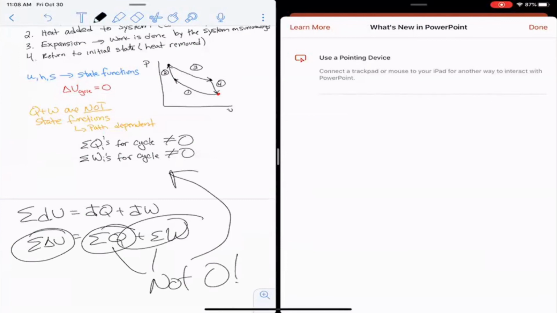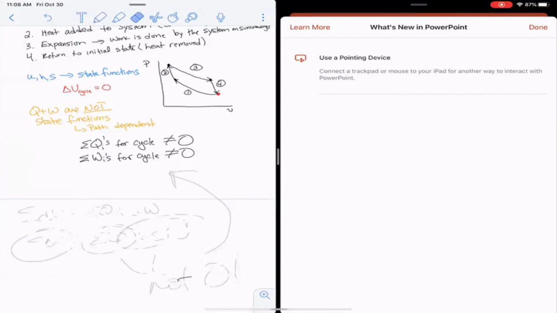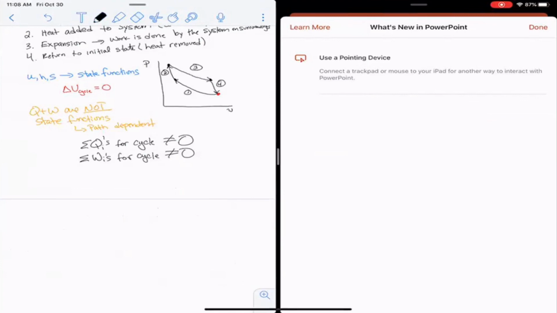And the reason for that, like I said, is that U is a state function. So if you go all the way around the cycle, you end up at the same place that you started. So the change in the internal energy, if you were to end and begin at the same place, is 0. But you had to do work and move heat around to get there. And so those are path dependent, whereas things like entropy, enthalpy, and the internal energy are all state functions. Okay? Okay, gotcha. Thank you.